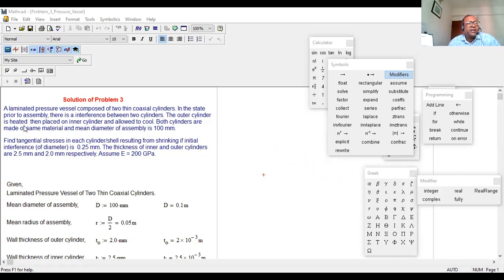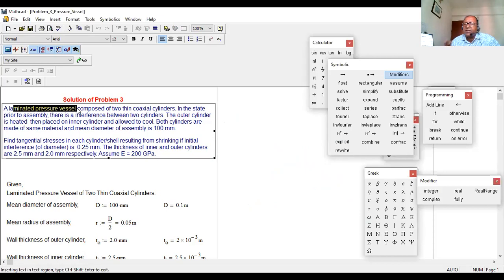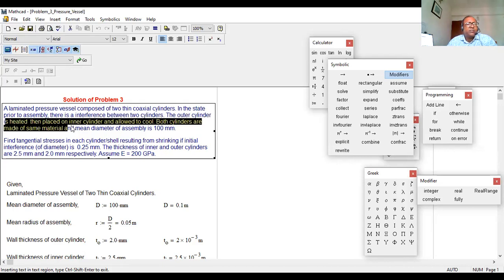Let's see. It's a laminated pressure vessel. That means made of 2 cylinders, composed of 2 thin coaxial cylinders. It is already saying it is thin wall. In the state prior to assembly, before they put together, there is an interference between the 2 cylinders. Interference means that the inside diameter and outer diameter are not the same. They put a little bit higher than the other one. The outer cylinder is heated, then placed on the inner cylinder, allowed to cool.